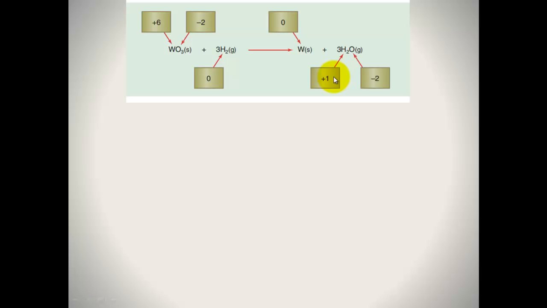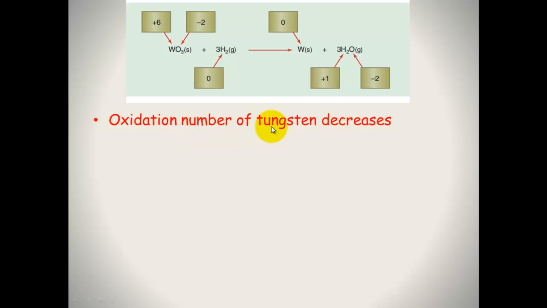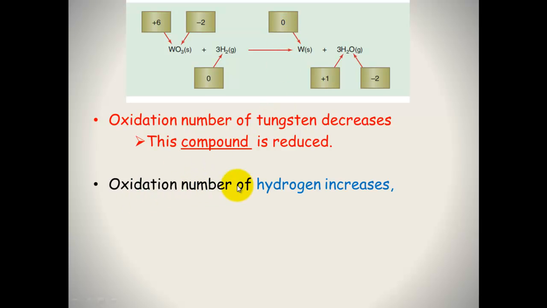So, we can see from this straight away that the oxidation number of tungsten has decreased. Tungsten's gone from +6 to 0. So this compound has been reduced, because its oxidation number has decreased from +6 to 0. The oxidation number of hydrogen has increased. Hydrogen has started off with an oxidation number of 0, and now it's got an oxidation number of +1. So the oxidation number of hydrogen has increased.